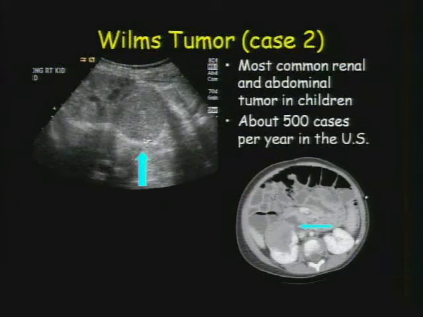Case 2 was a Wilms tumor where you could see this mass hanging off of the right kidney. It's the most common renal and abdominal tumor in the US, but remember that even with that, there's only about 500 new cases in the United States each year. So when you're training and you're at a center, you're seeing all the cases from a large catchment area. It's an intrarenal mass. Here you can see the claw sign.